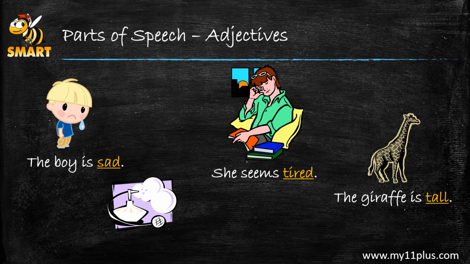Next sentence, the giraffe is tall. In this case, this adjective is being used to describe the giraffe. The word tall is describing the giraffe. That's our adjective. And finally, that is a lovely perfume. So the word in the sentence that describes the noun perfume is lovely. So lovely is an adjective.